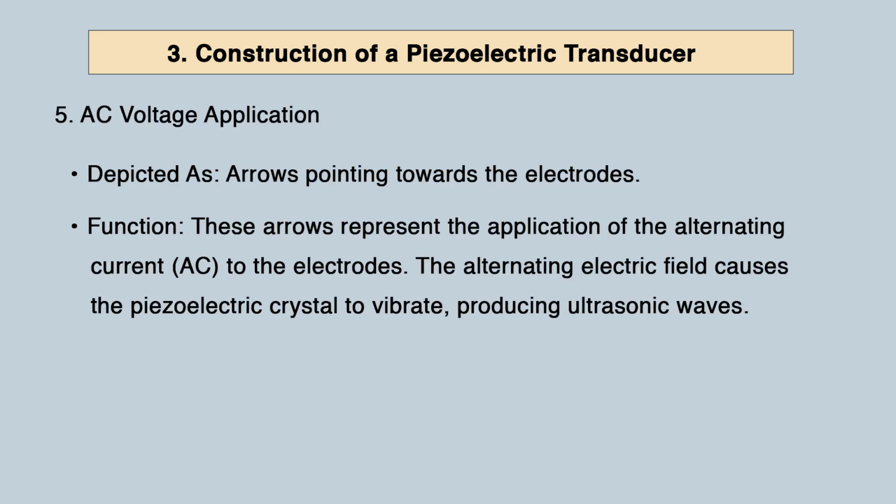Next component is the AC voltage application. Arrows point toward the electrodes. These arrows represent the applied AC power source. The AC voltage applied across these electrodes creates the electric field, causing the piezoelectric crystal to expand and contract.